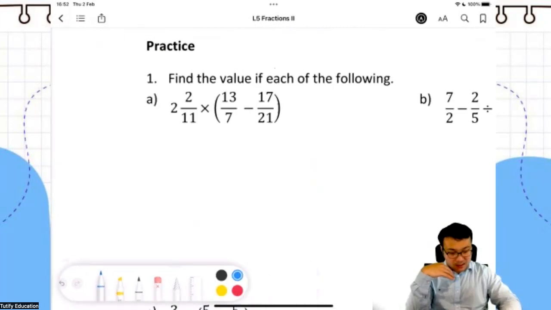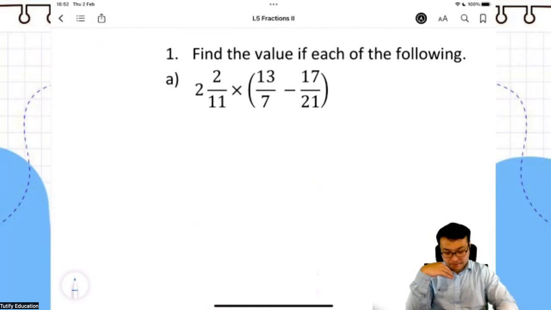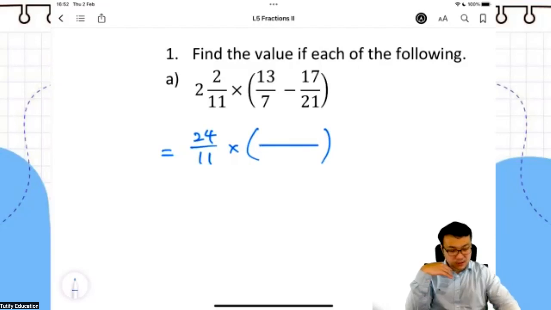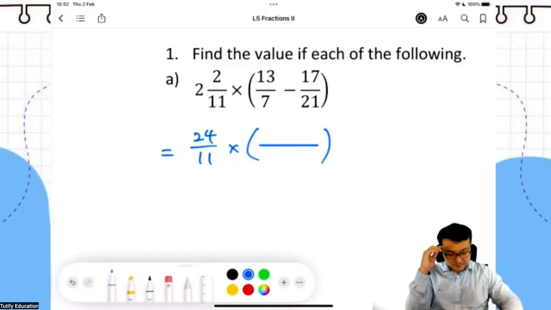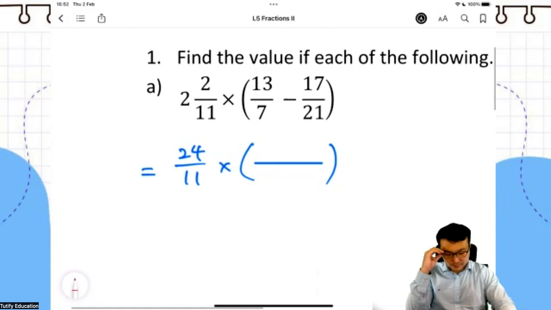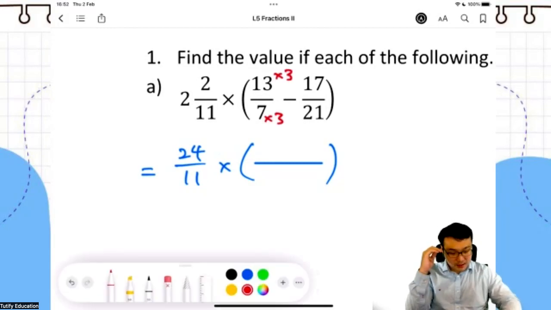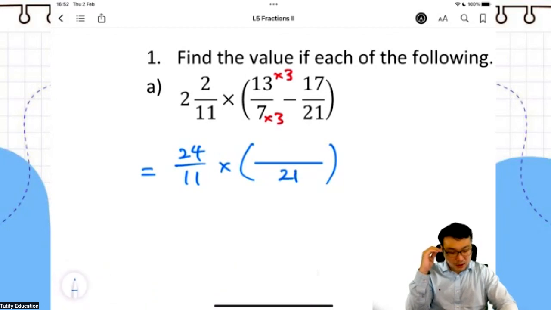Zachary, do you see any mixed numbers here? Yeah. Okay, let's change it. It's 24 over 11. Yes, okay, 24 over 11 multiplied by the brackets. In these brackets, the denominators are not the same. What should you change it to? 7 times 3. Yes, you make it become 21, right? So what do you get on top?